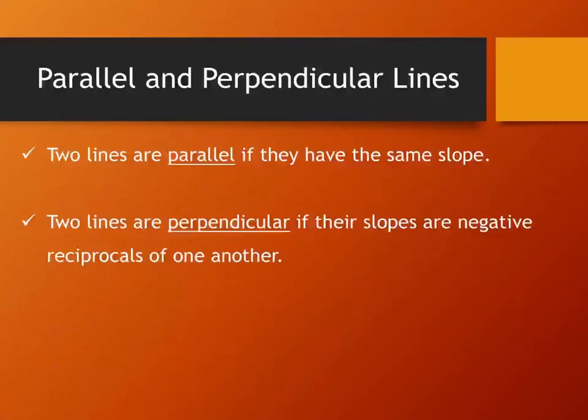Two lines are actually perpendicular if their slopes are negative reciprocals. In other words, if one of their slopes were 2, then the other one would have to be the negative reciprocal of 2, which is negative 1/2. Another way of thinking about this is if their slopes multiply together to get negative 1.